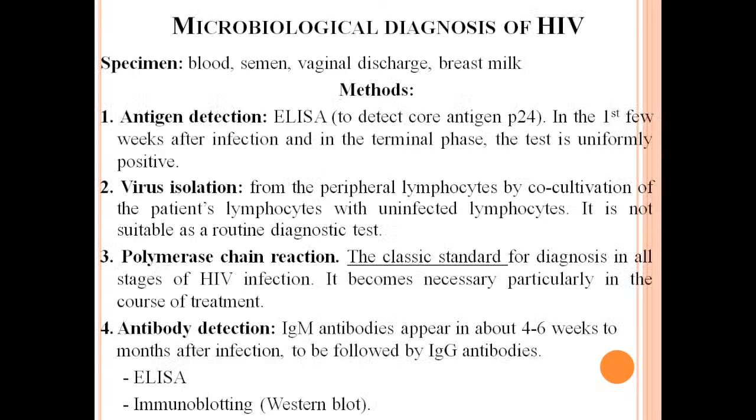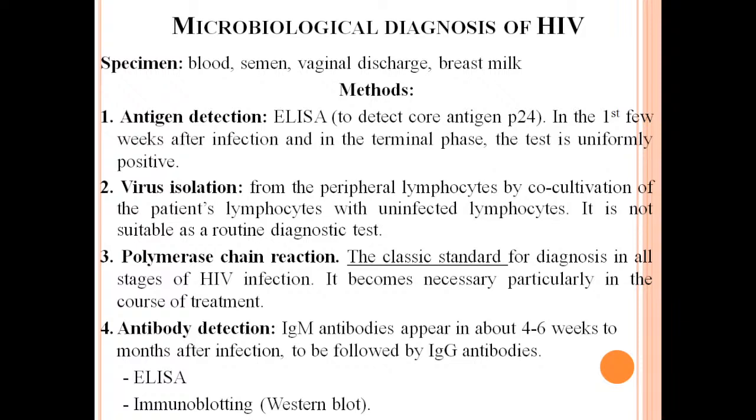Diagnosis, treatment, and prophylaxis of HIV infection. Specimen is blood, semen, vaginal discharge, breast milk. Methods include, the first one, antigen detection by ELISA to detect core antigen P24 in the first few weeks after infection, and in the terminal phase the test is uniformly positive. The second one is virus isolation from the peripheral lymphocytes by co-cultivation of the patient's lymphocytes with uninfected lymphocytes. It's not suitable as a routine diagnostic test. Uninfected lymphocytes then are also infected in the presence of virus.